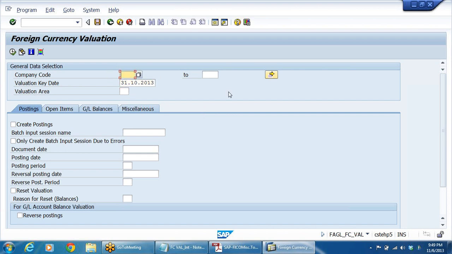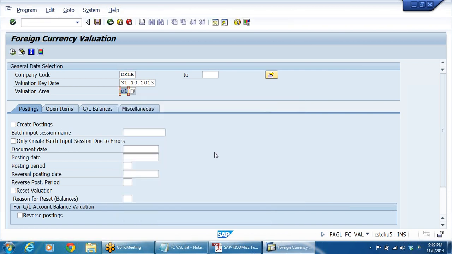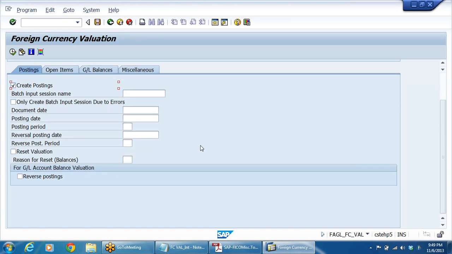Right. Our company code DRLB. Valuation area. We have already defined the valuation area, D1. Right. Create postings. Batch input session. We have seen batch input session in several earlier cases also. So I'm giving my name as the batch input session name.